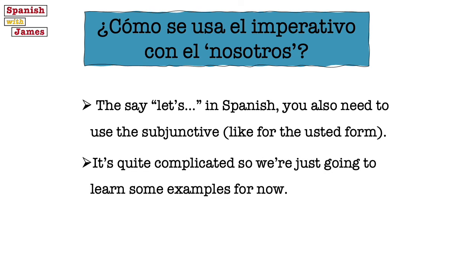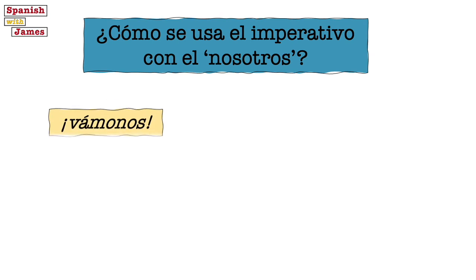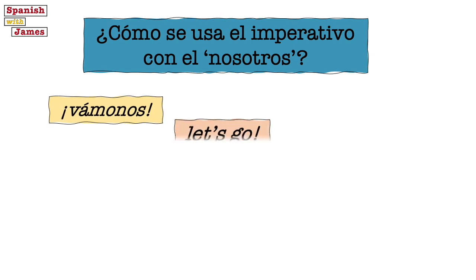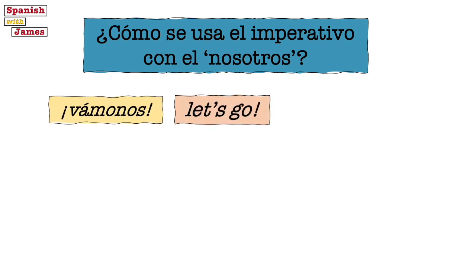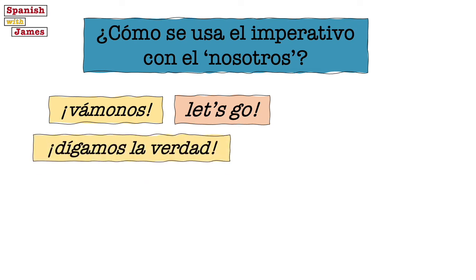examples for now. For example, vámonos means let's go. Now this one's a bit of an exception because in the subjunctive it would be vayámonos, but it's just easier to say vámonos, and actually you've probably heard people just say vamos, which means we're going. So that's just become kind of the default way to say let's go, vamos or vámonos, just because it's a lot easier.